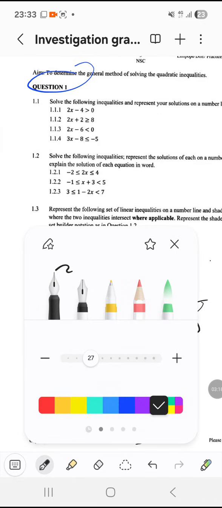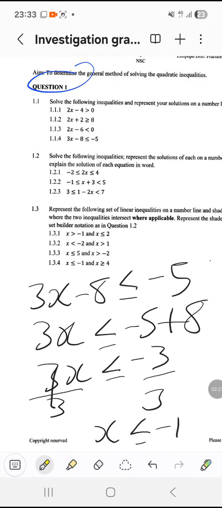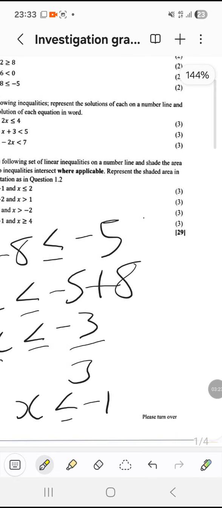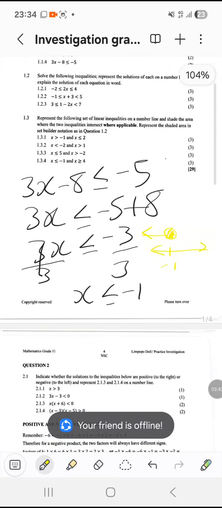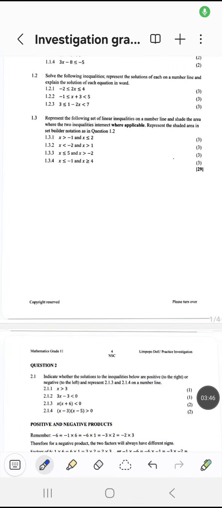Let's represent this on a number line. Our number line, excuse me. So we have minus 1 this side. We have a round and shaded circle. So the arrow is pointing that side. Let's go to 1.2.